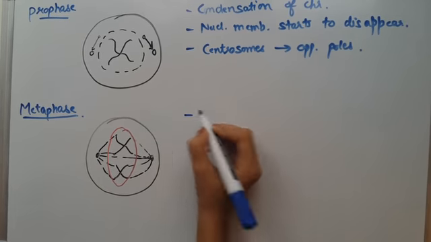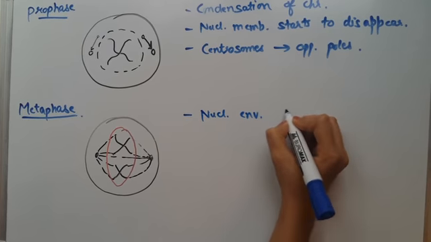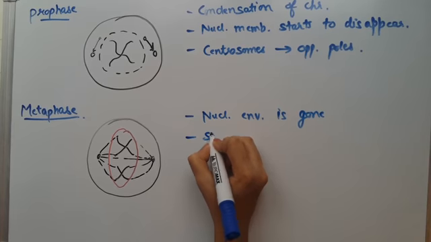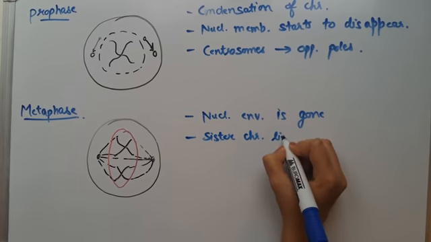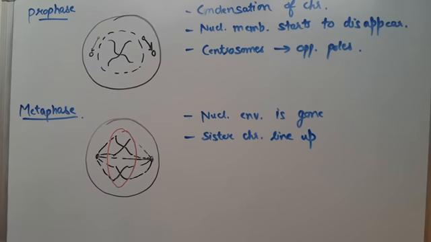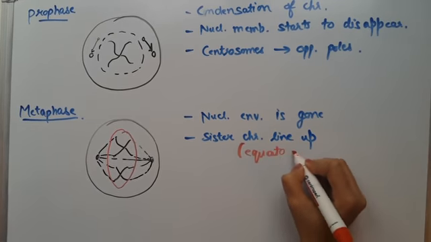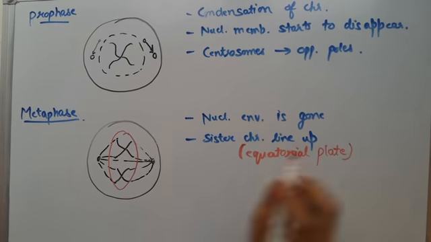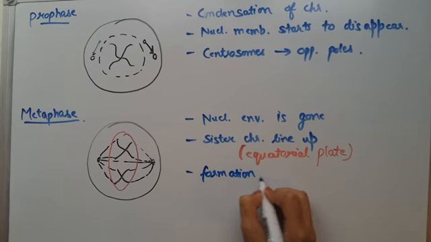So the general points of metaphase are: the nuclear envelope is completely gone, the sister chromatids line up and form an equatorial plate, which is important for this stage, and formation of the mitotic spindle starts.